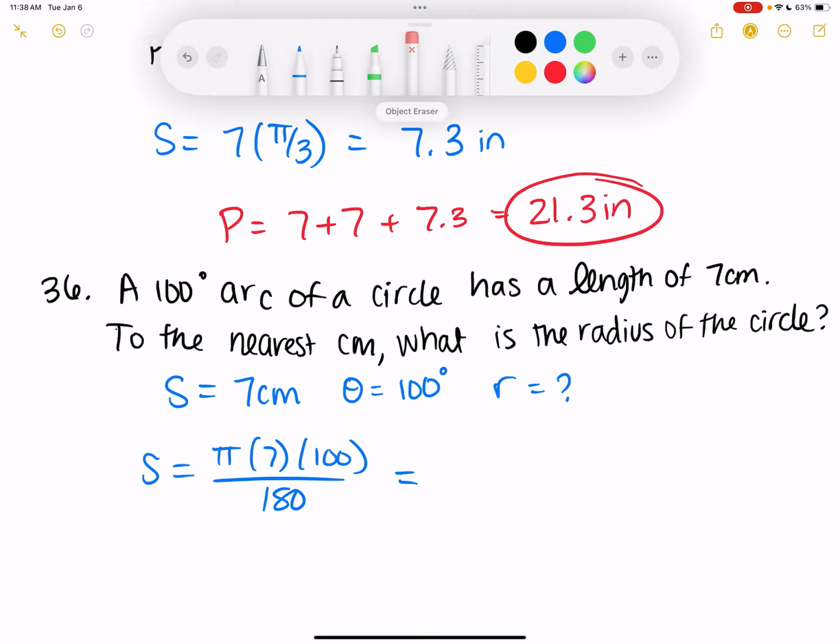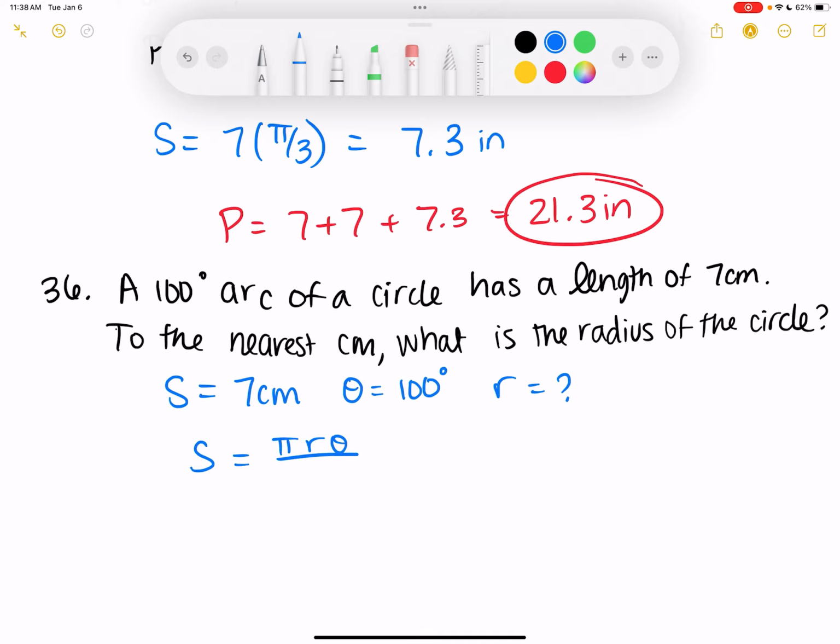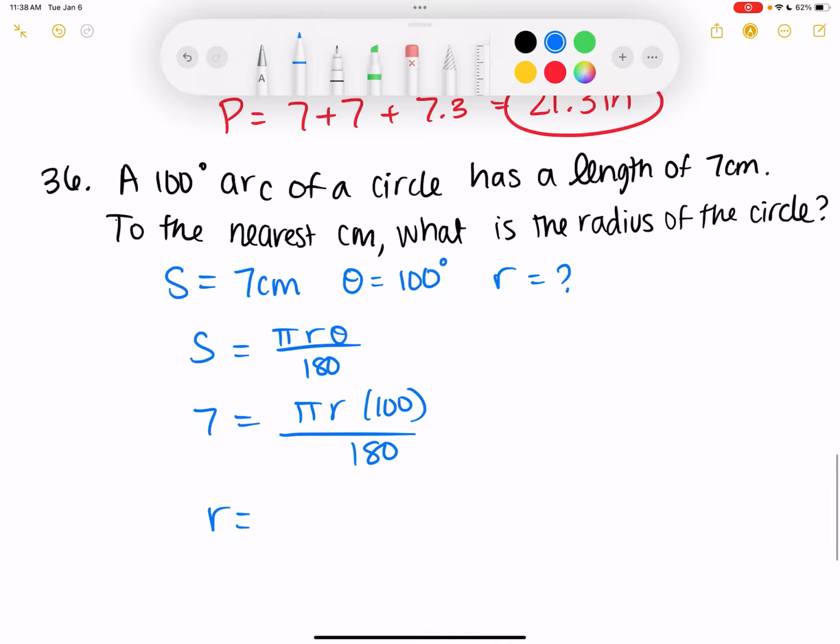I just realized I put these numbers all in the wrong spot. Hold on, please. I need to write the formula out first. S equals pi r theta over 180. There we go. Okay, now let me actually plug these in where they're supposed to be. So 7 equals pi times r times 100 over 180. So r equals 7 times 180 over 100 pi.